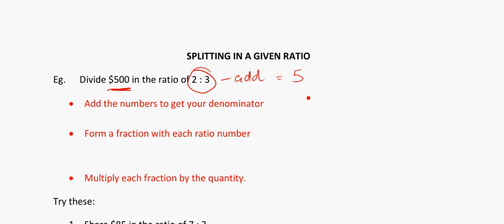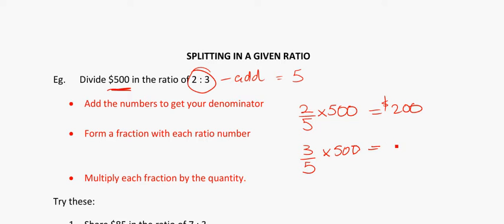and so the fraction is 2/5 and 3/5. So then we have to find 2/5 of 500, and that gives us $200, and 3/5 of 500 is the rest, and so that will have to be $300. And so we have now divided 500 in the ratio of 2 to 3.